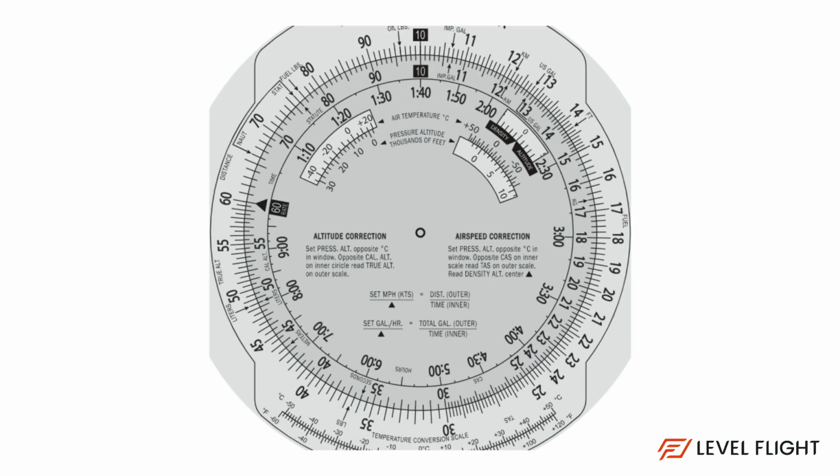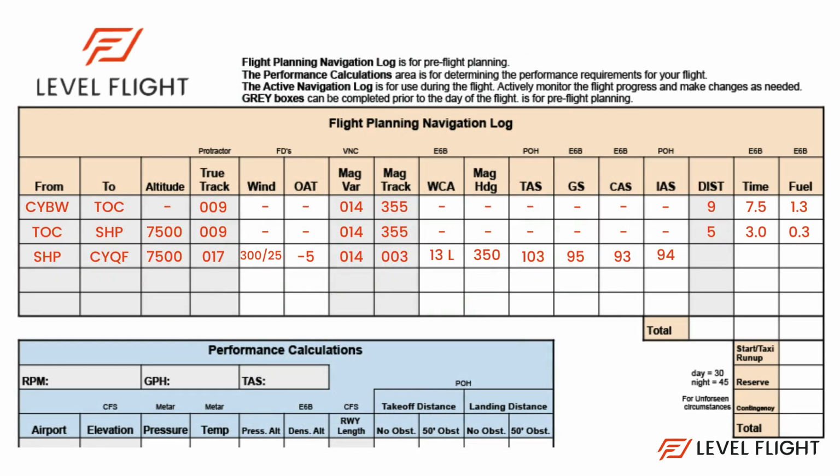To find the fuel, we line the rate arrow up with the gallon per hour burn of 6, which we found earlier. Looking across from the time of just over 3 minutes, we find our fuel burn at 0.3 gallons on the outer scale. You can record these numbers in your nav log.